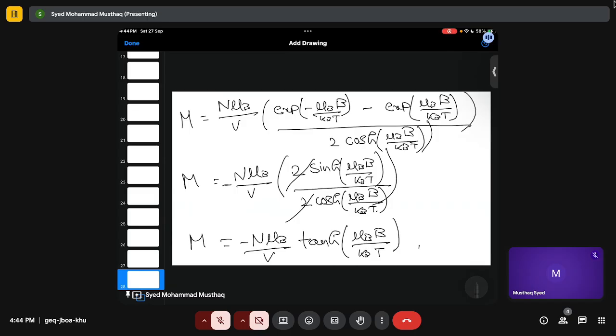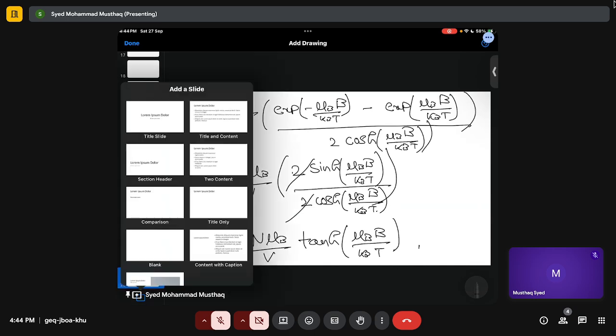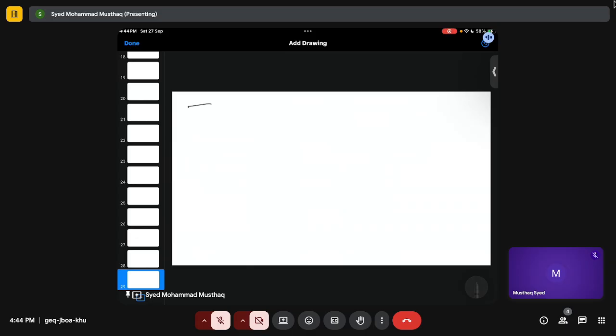Right, so if I say my temperature is high, then kBT is the more dominant term. kBT is greater than mu B B, because my temperature is altering my spins. That means that is my high temperature regime, where my thermal vibrations are altering my spins, this magnetic moment.